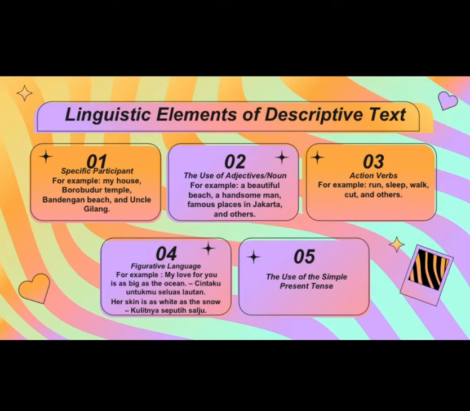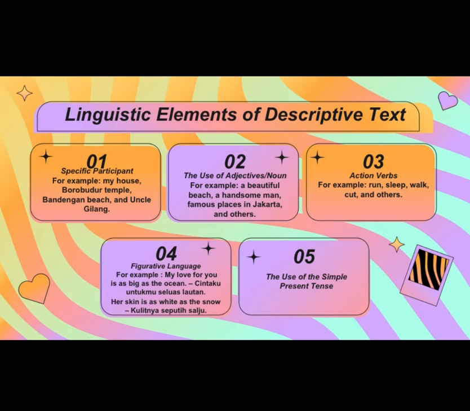And the second is the use of adjectives or nouns to describe more specific nouns. For example, a beautiful beach, a handsome man, famous place in Jakarta, and others. And the third is use of the simple present tense. The sentence pattern used in the descriptive text is the simple present, because it will tell the facts of the object being described. And next linguistic elements is action verbs.